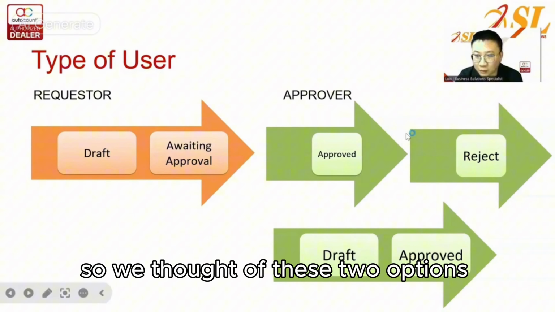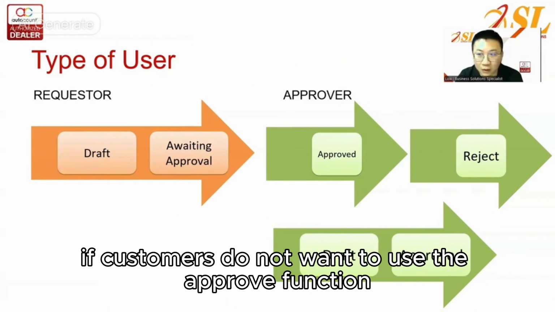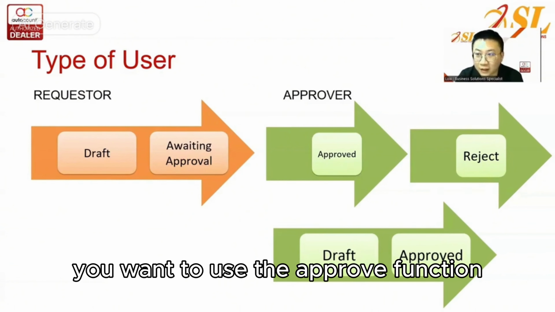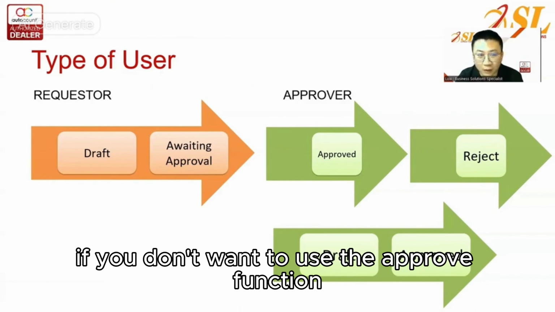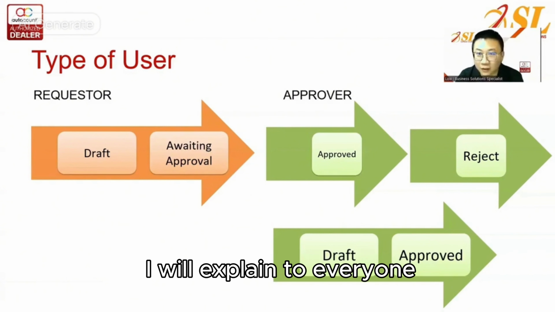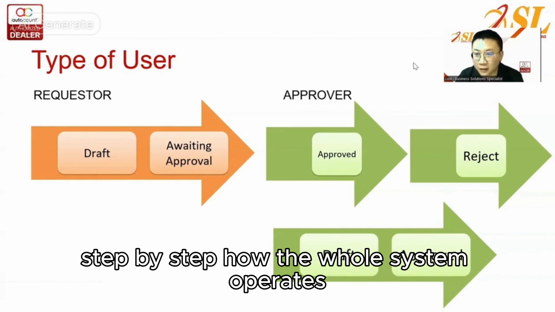So we thought of these two options. In this way, if customers do not want to use the approve function, they can also choose. Let's say after you practice, you want to use the approve function for cash payment voucher. If you don't want to use the approve function, you can also choose it. Wait for me to show everyone the system. I will explain to everyone step by step how the whole system operates.